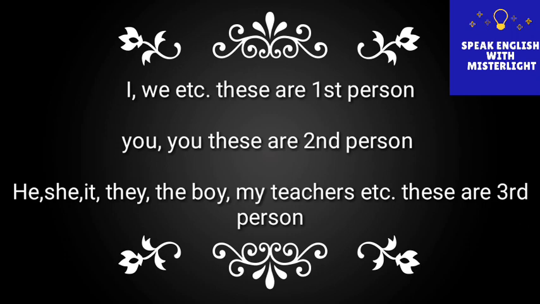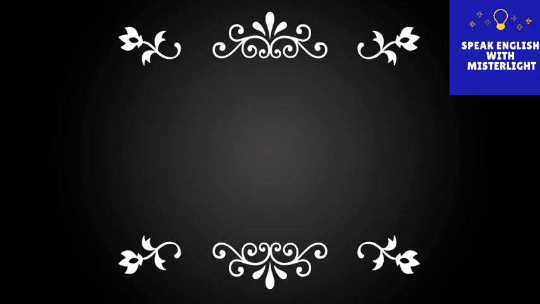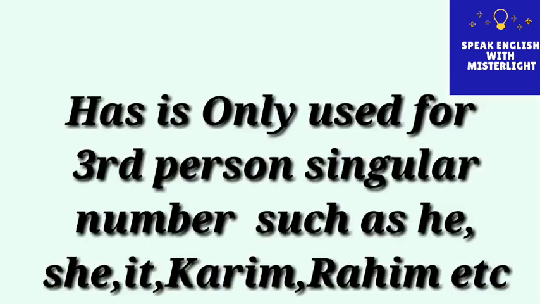I, we are first person; you is second person; and all the other things like he, she, it, they, the board, the teachers, are third person. So for first person and second person, you always need to use have, and for third person plural, you need to use have. Has is only used for third person singular, such as he, she, it, Kareem, Rahim, Nadir, something like that.